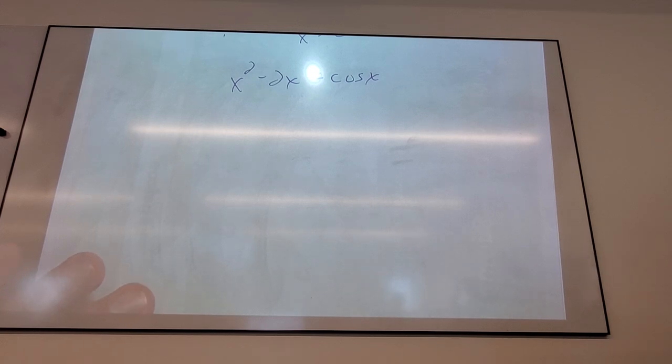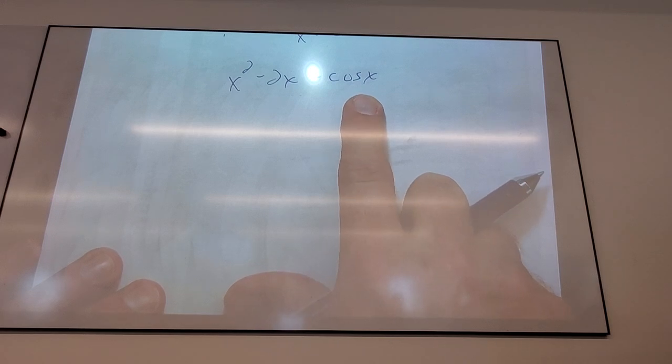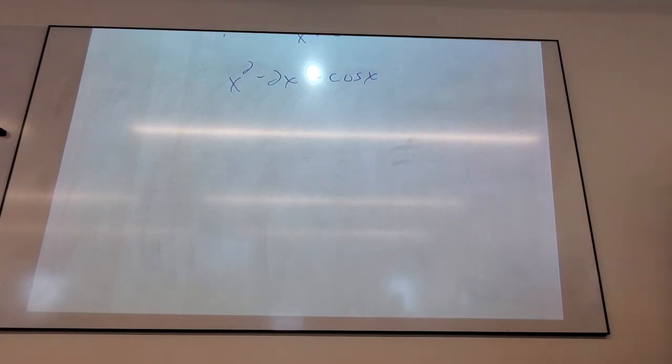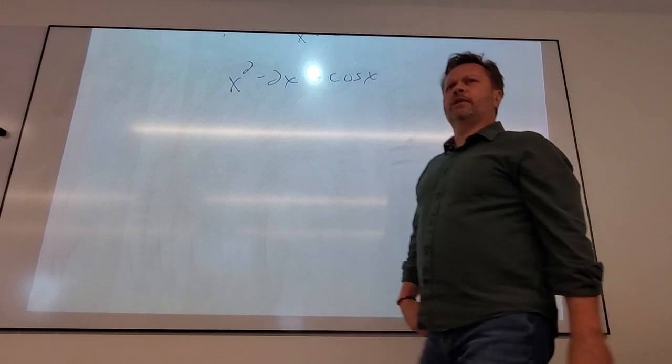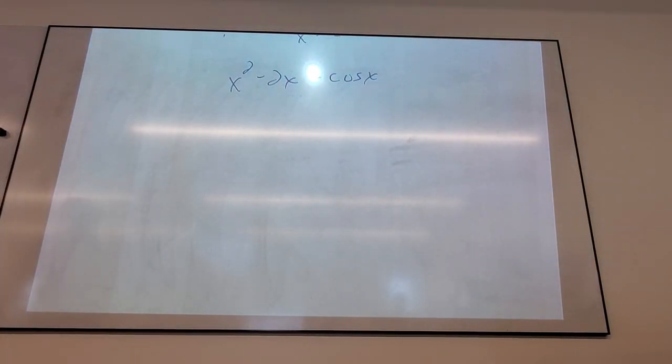What's cosine of 1? Cosine of pi over 2 is 0, but pi over 2 squared minus 2 times pi over 2 is not 0. Could you use the intermediate value theorem here? Plug an x in where one side is lower than the other, and plug an x in where one side is higher than the other. Since they're both continuous, that must mean the answer is between those two. Yeah, you could.